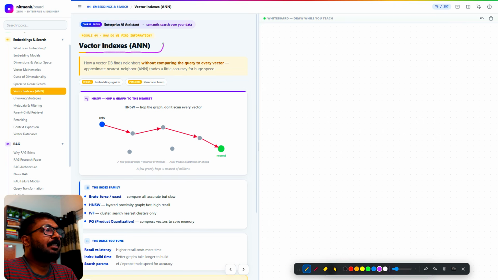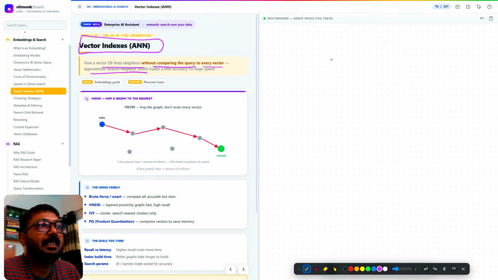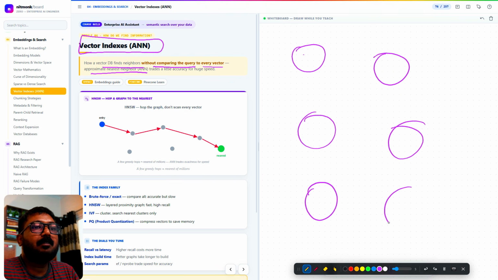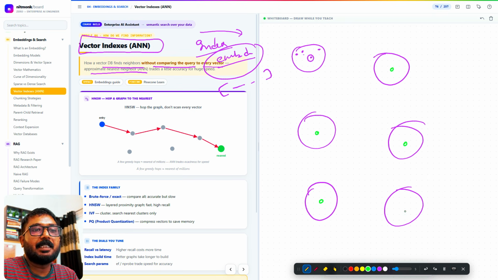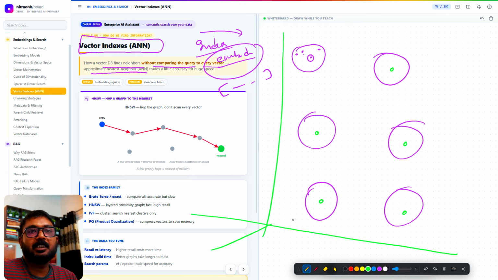So now we try to understand vector indexes, and how a vector index finds neighbors without comparing the query to every vector. As I was previously telling you, they generate centroids. Whenever we try to index these embeddings, which are just numbers, they try to figure out one centroid in each region that is the most similar amongst all of the data around it. And this is how they create a multi-dimensional vector space.